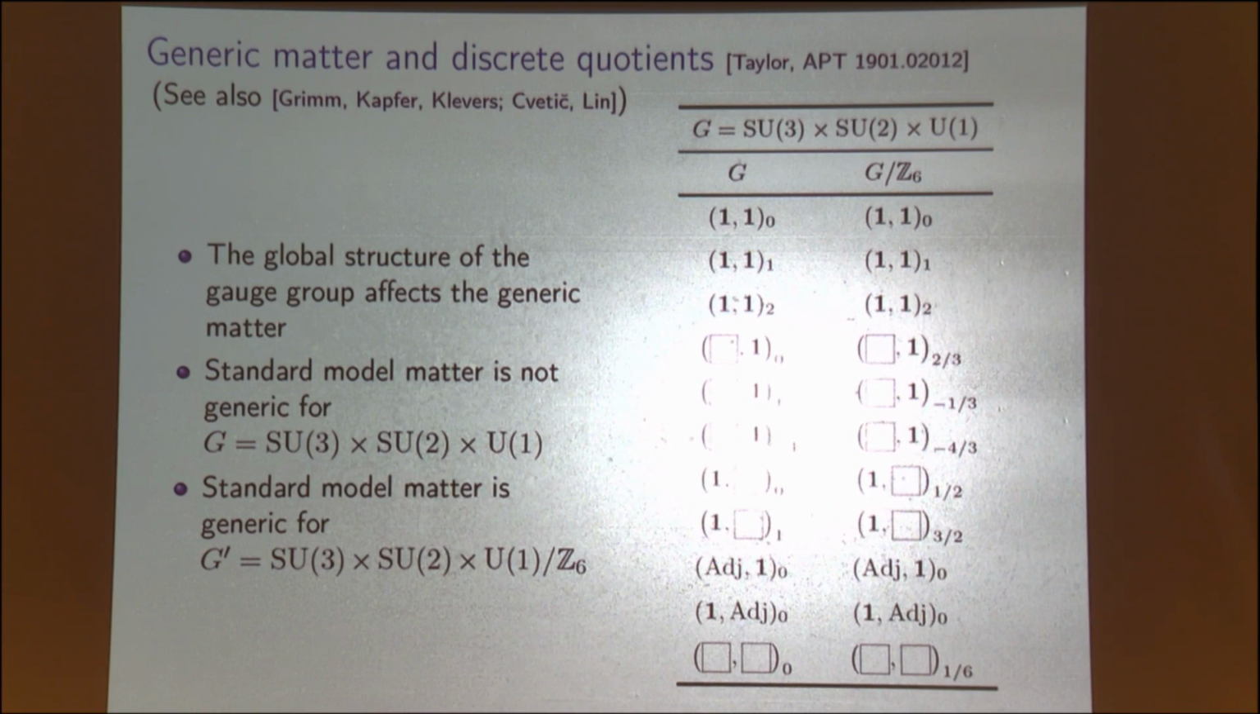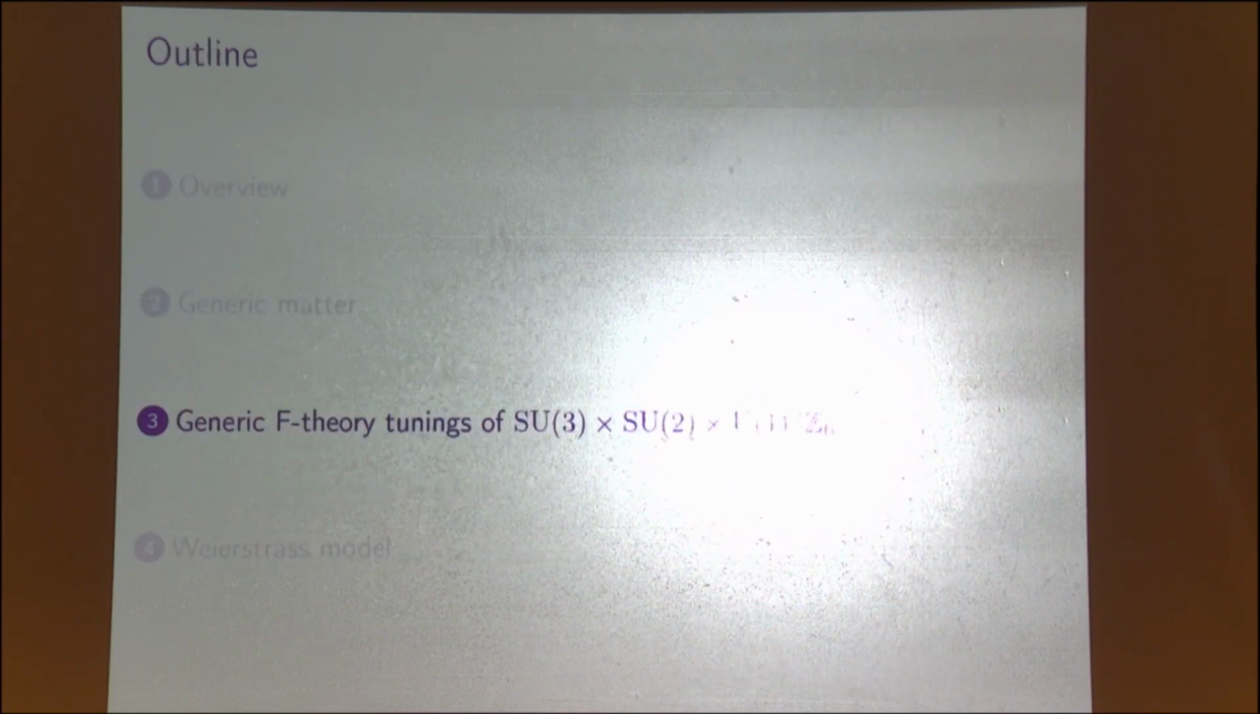This gives an argument that this is the more natural construction, because at least in F-theory, if you wanted to try to tune an SU(3) times SU(2) times U(1) with no Z6, and you wanted to get the standard model matter, you'd have to do a more exotic tuning in order to achieve that matter, because you'd be leaving the realm of generic matter here. OK, so that leads me into considering F-theory tunings of this gauge group that have generic matter.